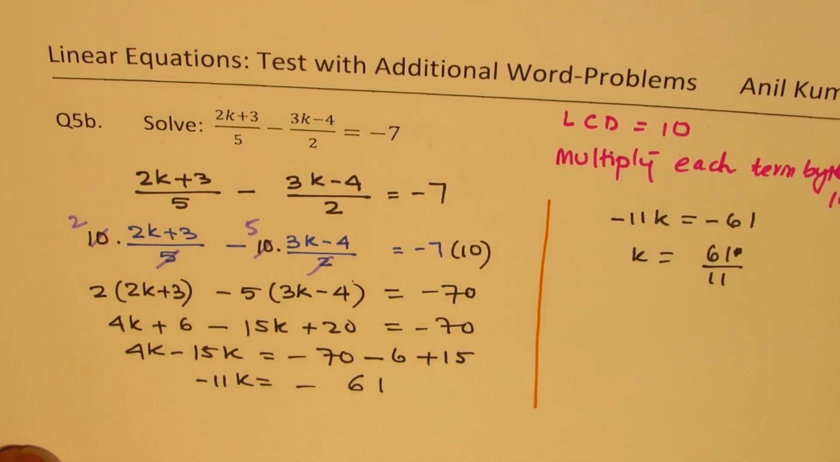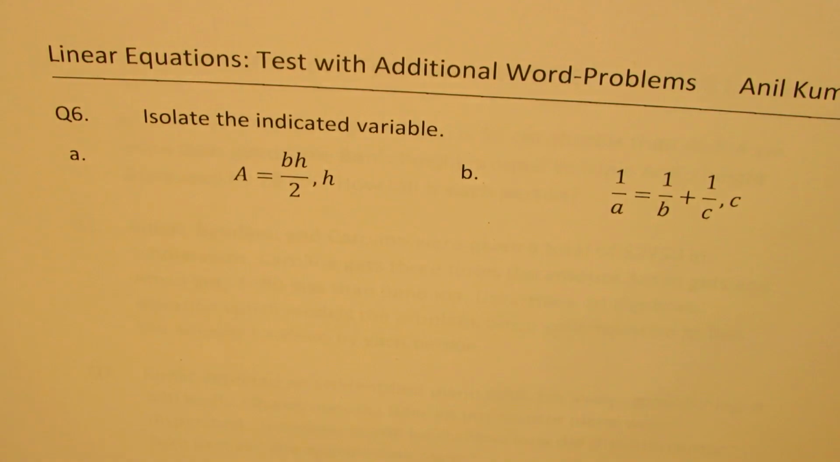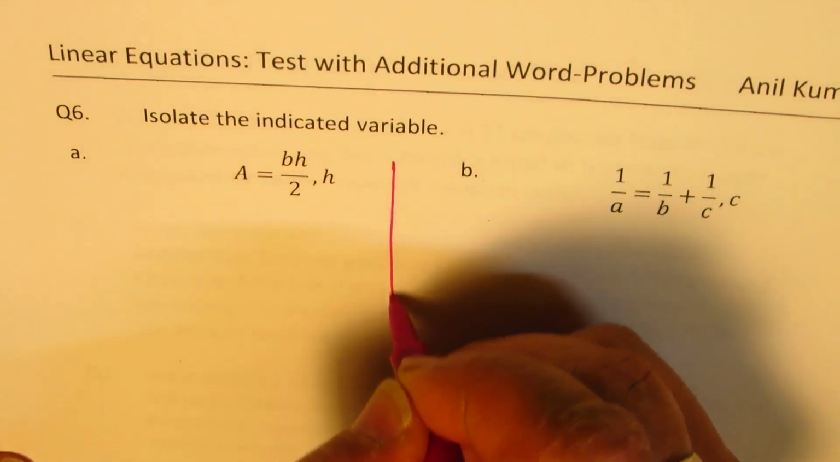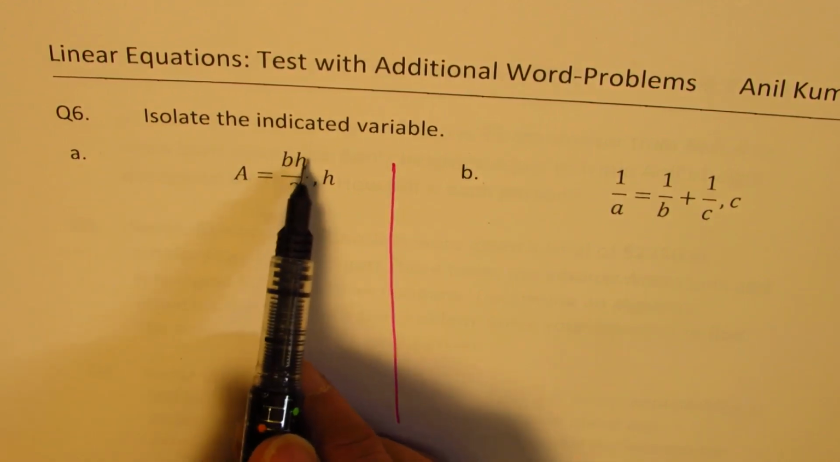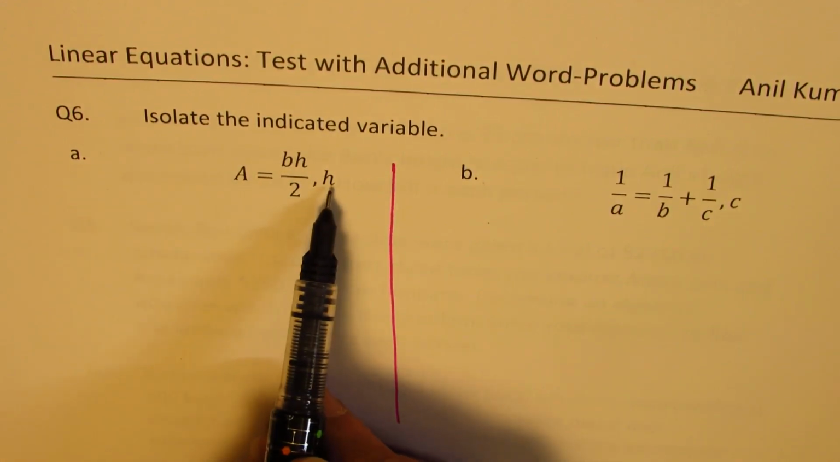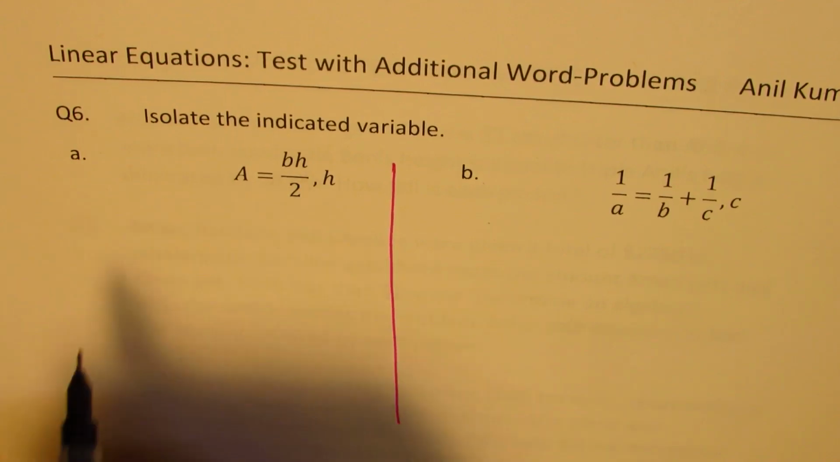Now let's look into the next example. Question number 6, we have two parts here. We need to isolate the variable, right? So let's see how to isolate variables. A equals to BH over 2. We need to isolate H, so that's simple.